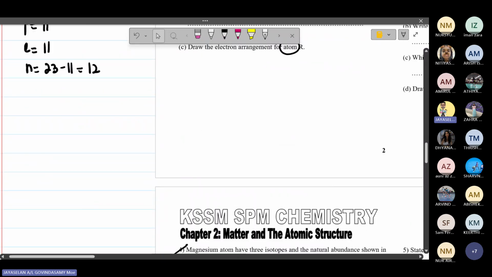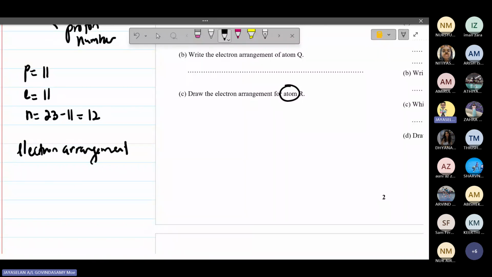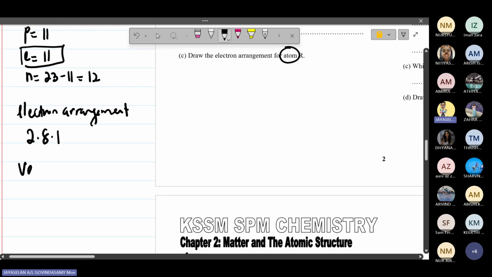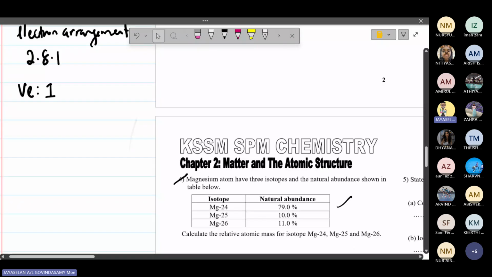Okay, after that, you all must remember how to do the electron arrangement. For the electron arrangement, you use the electron number or proton number. 2.8.1. Any question? 2.8.1. Okay, so you already score. And the valence electron of this atom is in the outermost shell, and the number of electrons that occupy the outermost shell is 1 electron. Any question? I give you another one.